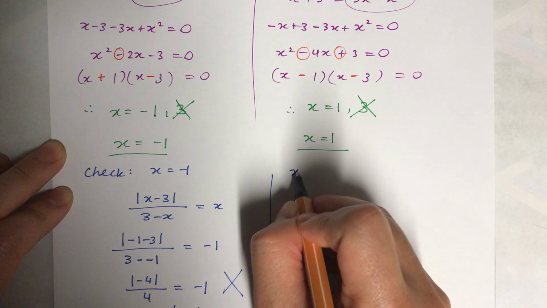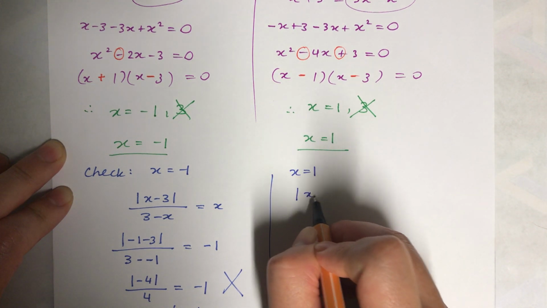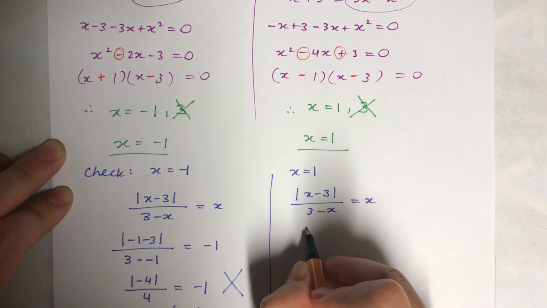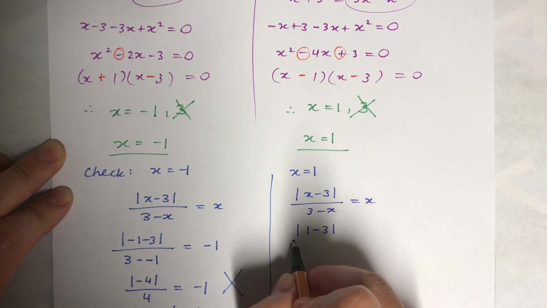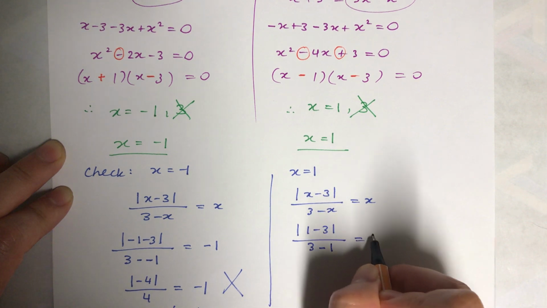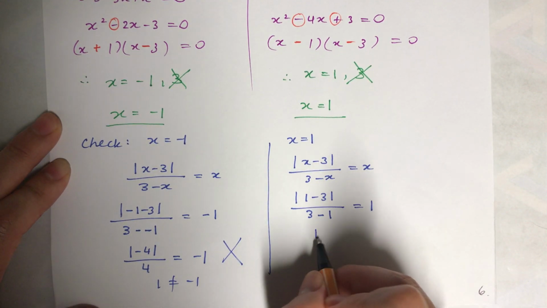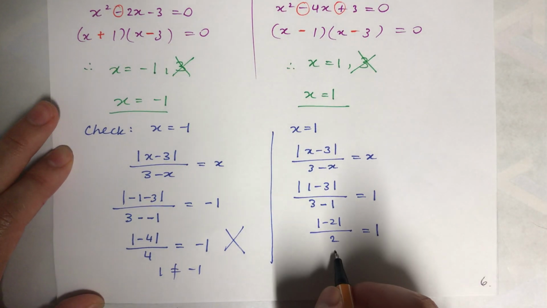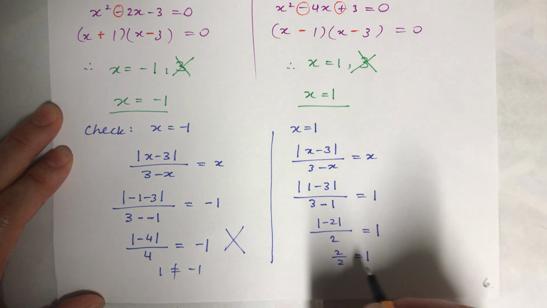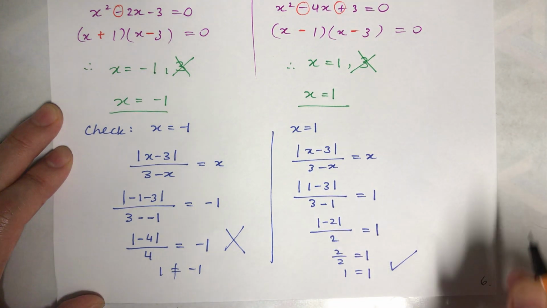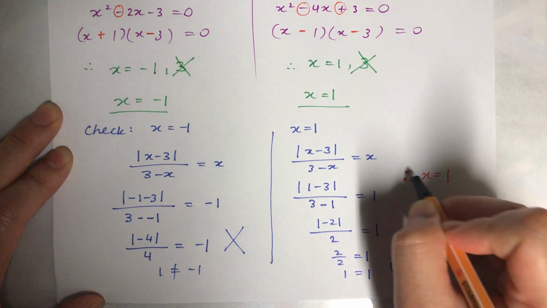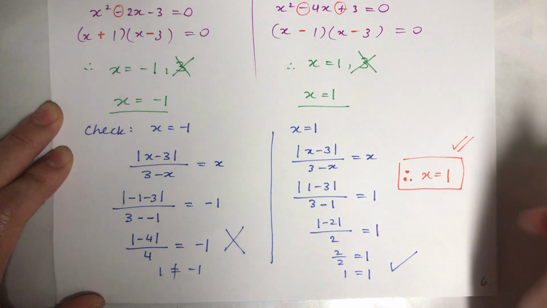So let's see when x equals 1. So that's the formula we have to use. So I'm going to substitute it in there. 1 minus 3. 3 minus 1 equals 1. So here becomes minus 2. 2, yes, looks good. So that'd be 2 over 2 equals 1, which is 1 equals 1. Excellent. So my final answer is x equals 1 only. That's my final answer. Okay, nothing else.